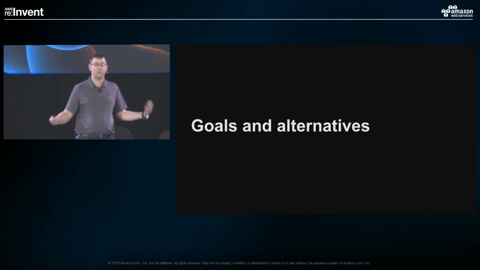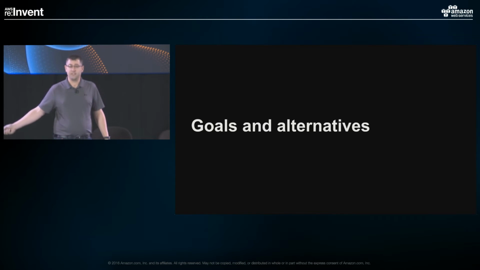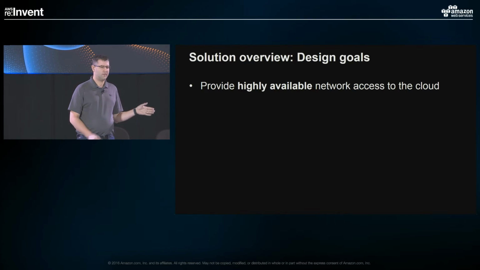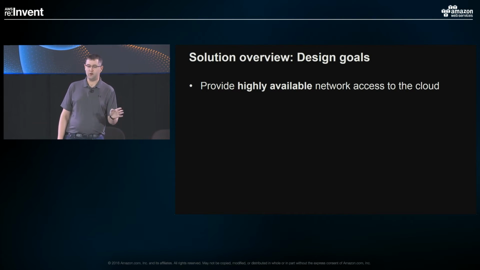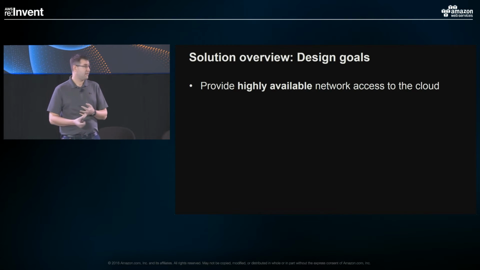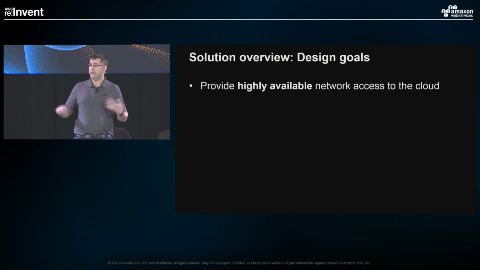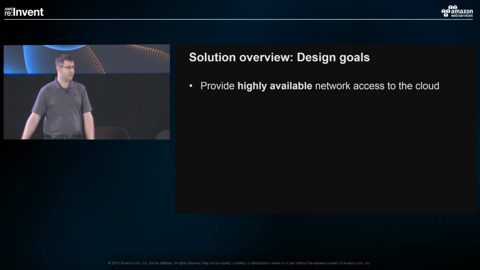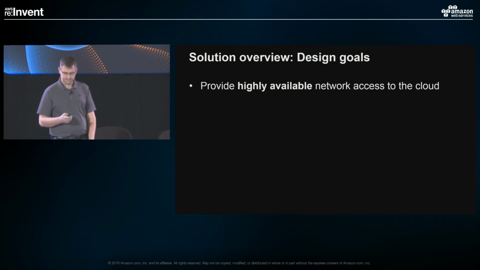So I want to talk about the goals and alternatives. Some of these are things that Leo talked about, but for the goals, one of our top goals is to provide high availability. We don't want to rely on the Harvard campus network. We want to provide high availability NAT to avoid any issues. And we need to be geographically dispersed, as I mentioned before.